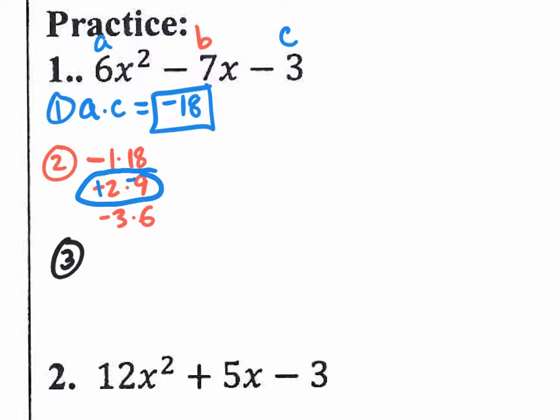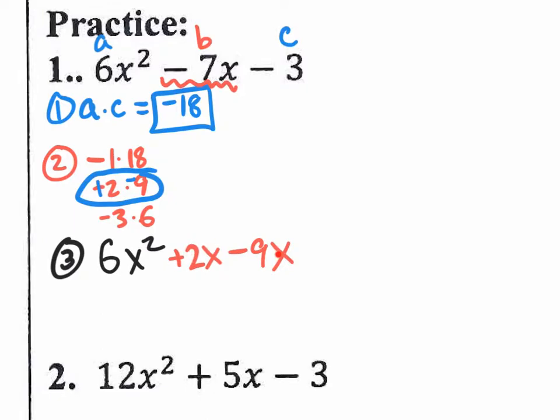Step 3. What does step 3 above say? Use this pair of numbers to rewrite the b value as 2 terms, creating a 4-term polynomial instead of 3. Okay, so this is going to be really weird. Check this out. I'm going to rewrite 6x squared, but instead of this negative 7x, I'm going to rewrite it as a positive 2x minus 9x.